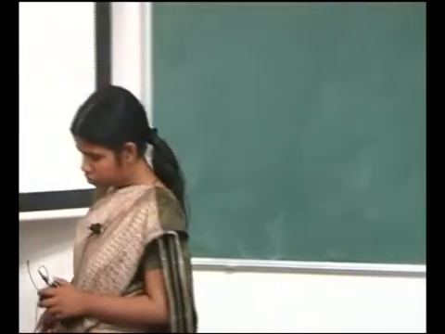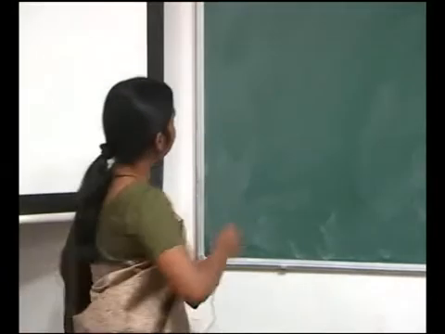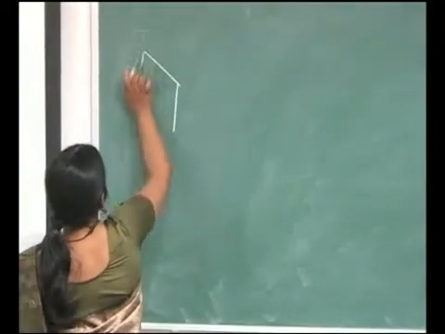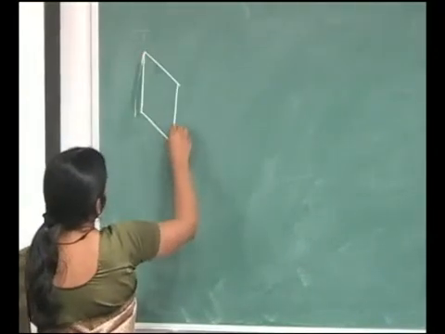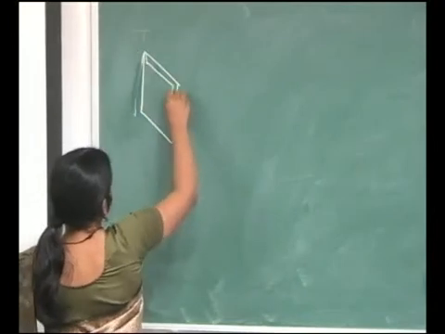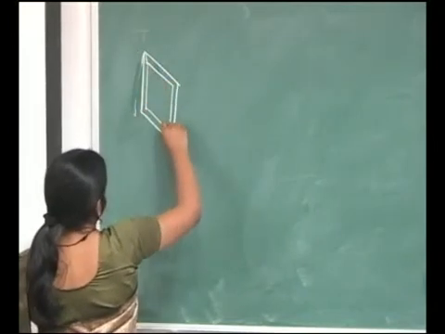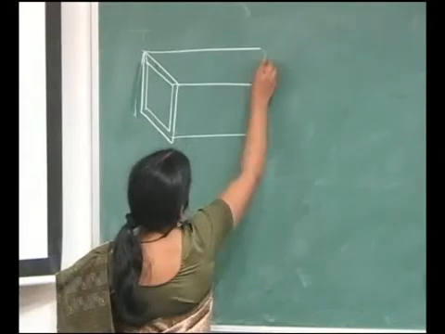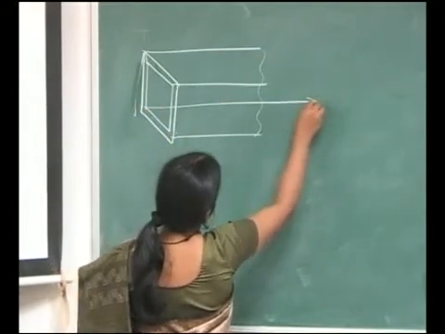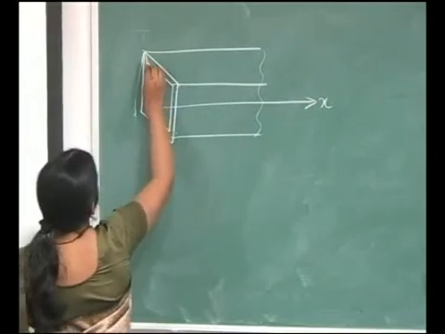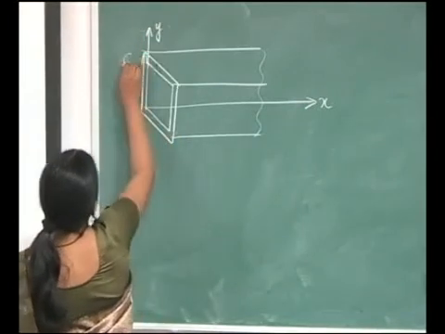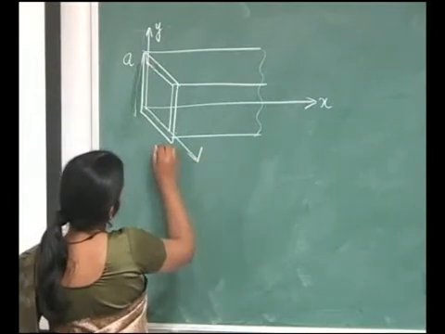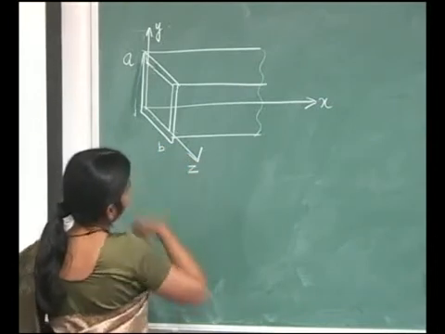So in the earlier lecture today, we saw that a wave can propagate through a waveguide which has a rectangular cross section. So I say that this cross section is like this, and this is infinitely long, and this direction is x and this direction is y, and the height of the waveguide is a and the width of the waveguide is b, and it is z along this direction.